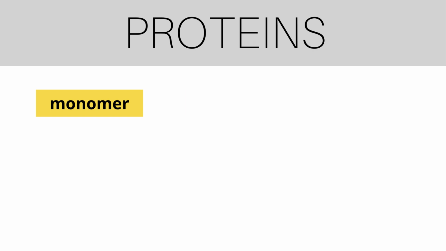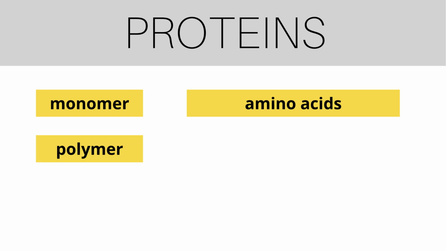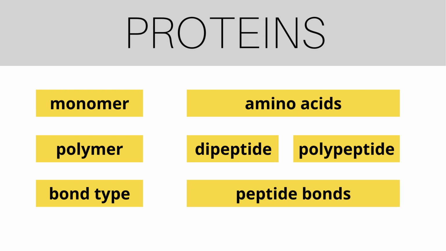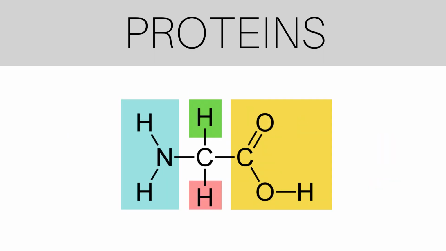Protein monomers are called amino acids, and their polymers are called either a dipeptide if there are only 2 amino acids, or if there are more than 2, then they're called polypeptides. The bonds between the amino acids are called peptide bonds. This is an amino acid.